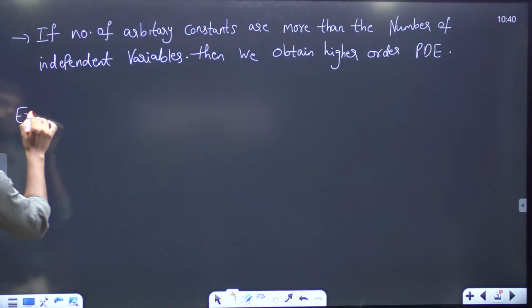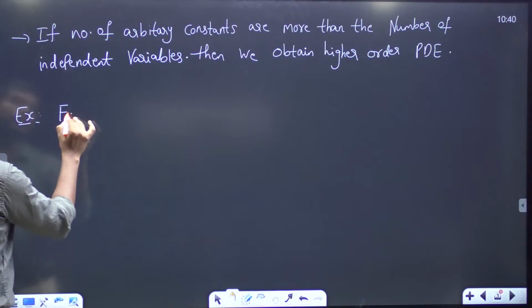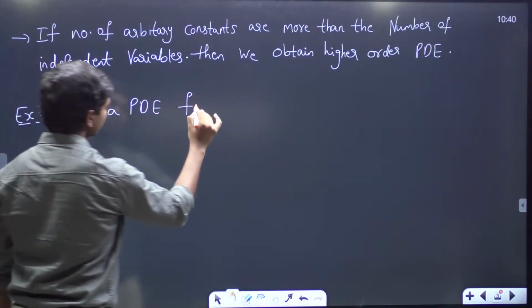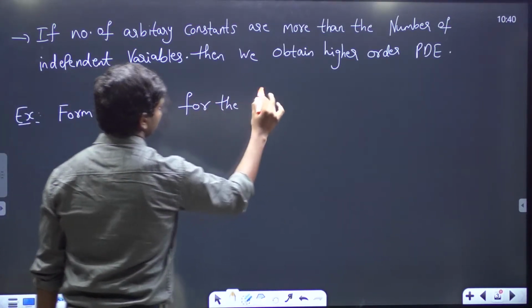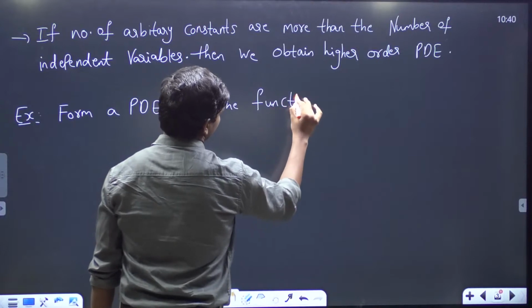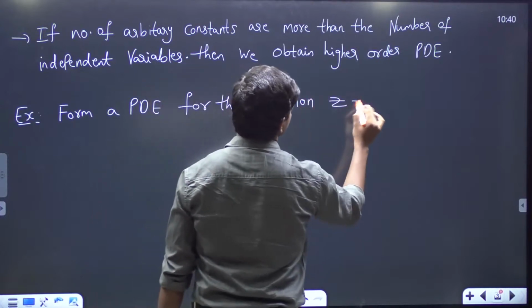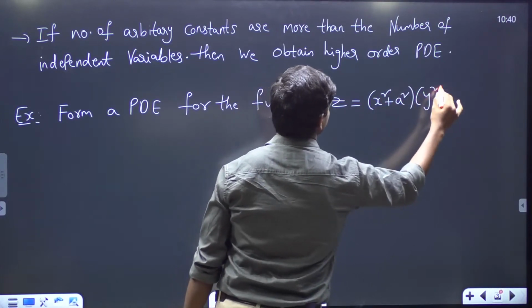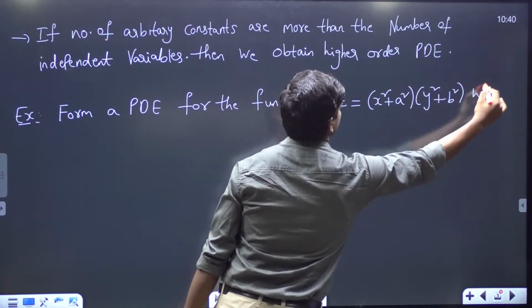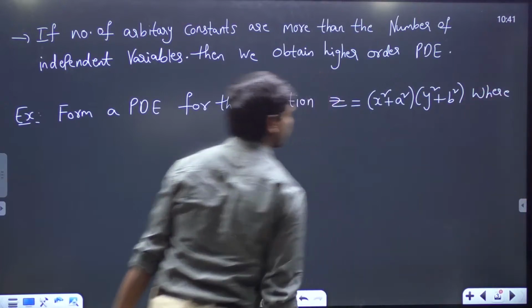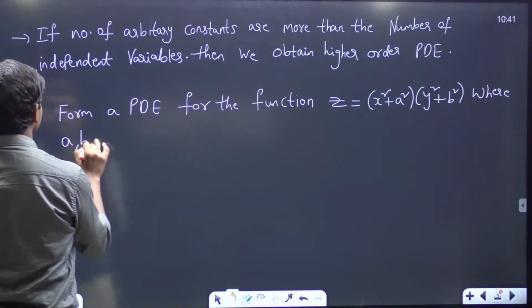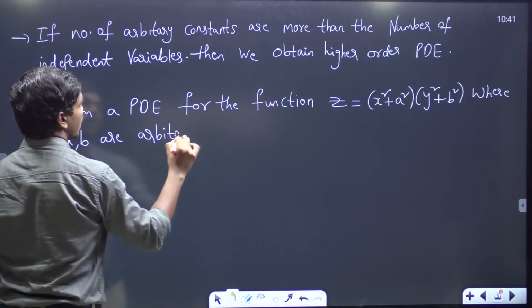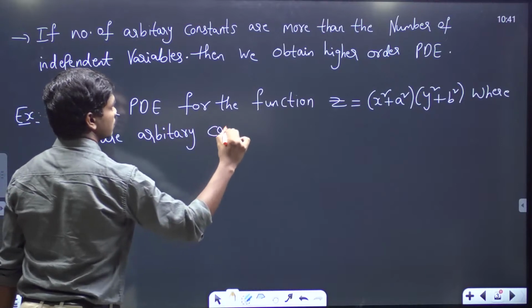So example: form a PDE for the function z is equal to (x square plus a square) into (y square plus b square), where a comma b are arbitrary constants.